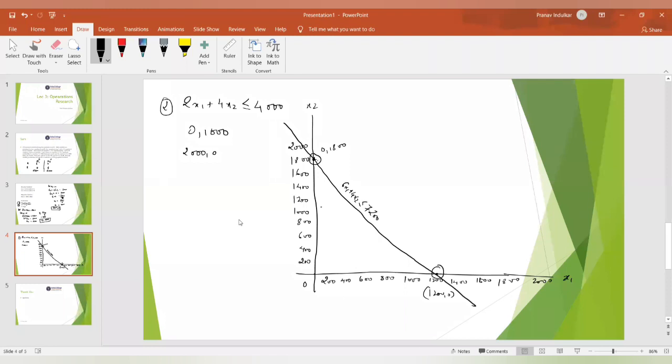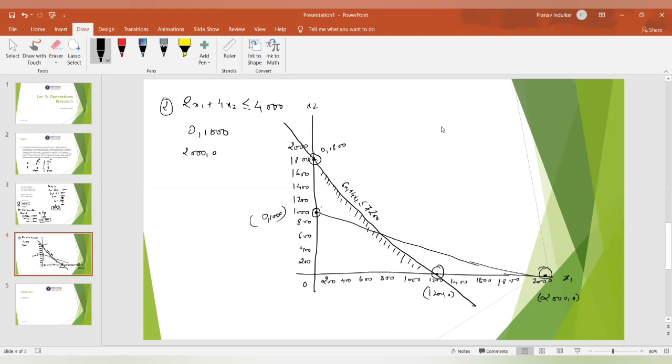Okay. Now, what you are supposed to do is, when it's a less than sign, you are supposed to do a small shading inside, since it's a less than sign. Now the second coordinates: 0, 1000 and 2000, 0. So this is 0, 1000, and this is 2000 and 0. What you do now is connect these two points, coordinates.